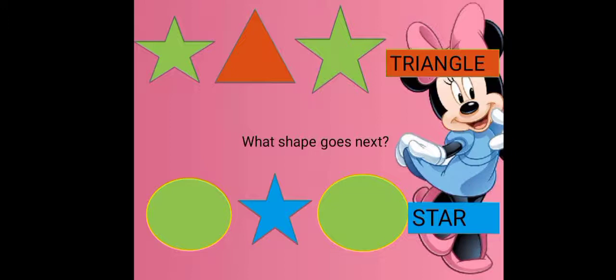And the other example is circle color green, star color blue, circle color green. What shape goes next? Alright, it's star color blue. So this is an example of a repeating pattern.